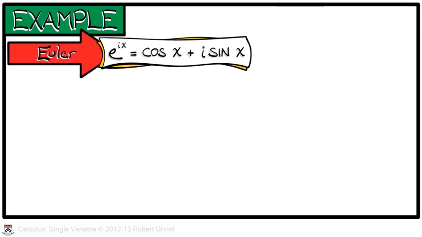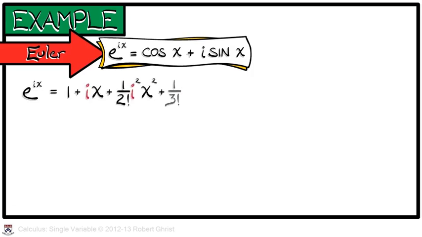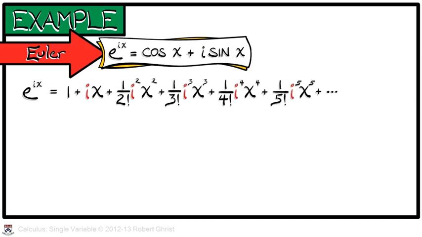Recall Euler's formula, which tells us something about exponentiating i times x in terms of cosines and sines. What happens if we apply our definition of the exponential in this case? If we want to take e to the i times x, well, this is 1 plus i times x, plus 1 over 2 factorial times quantity ix squared, that is, i squared times x squared, etc., etc. There are a lot of terms here. Then it appears as though there are some simplifications that we could do.